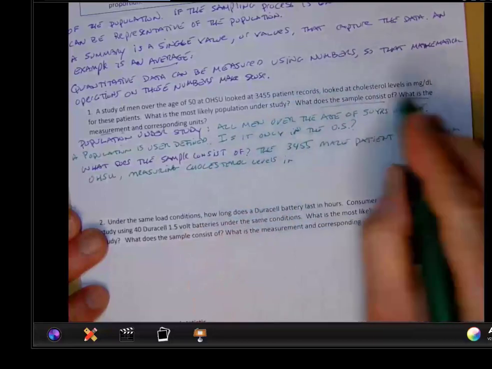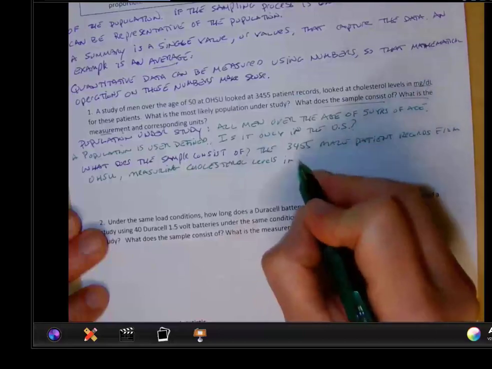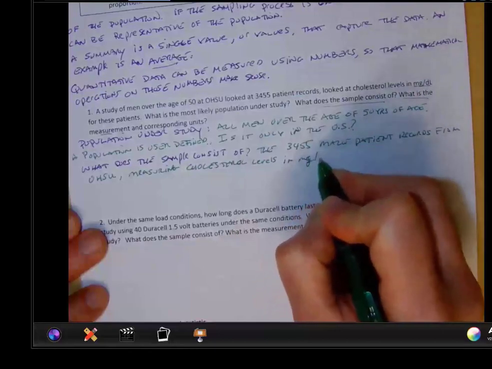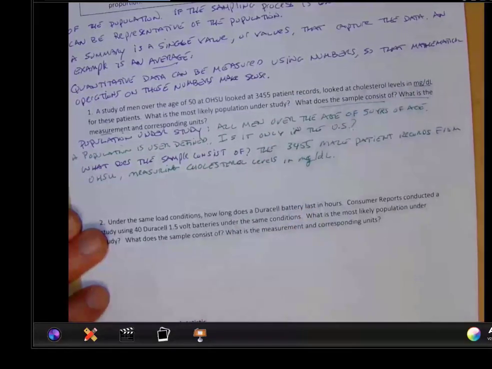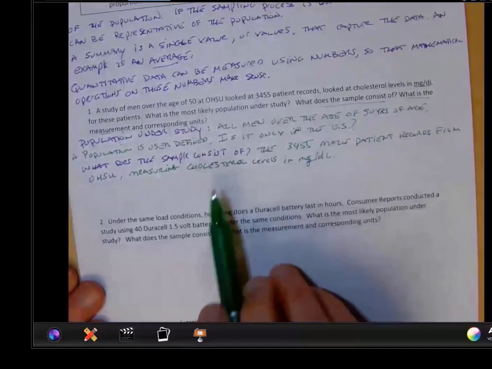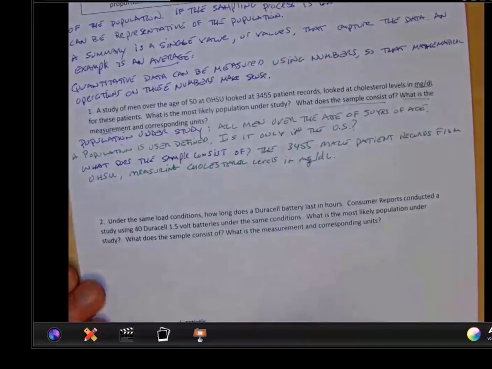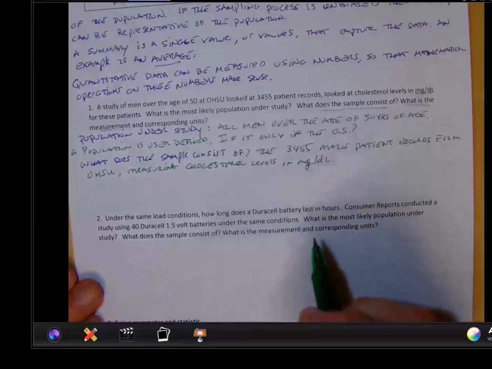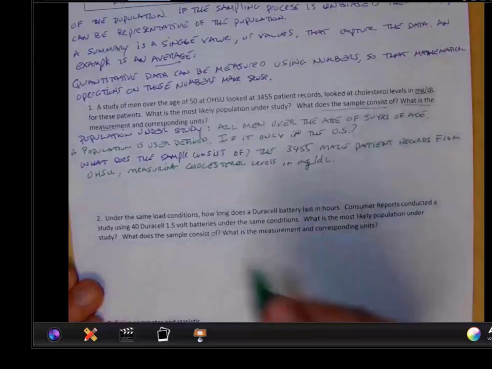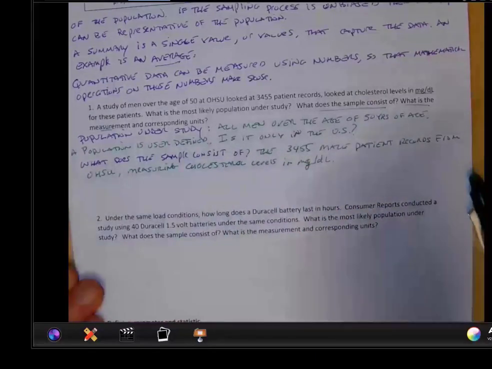In milligrams per deciliter. Okay, so there's what we're measuring and the corresponding units. So let me do this next.